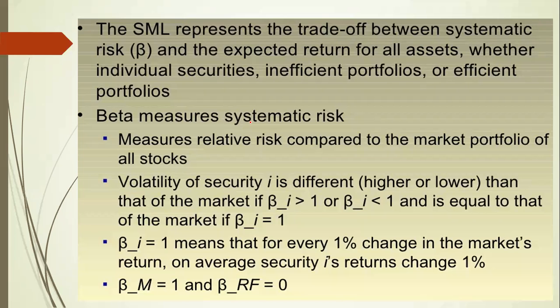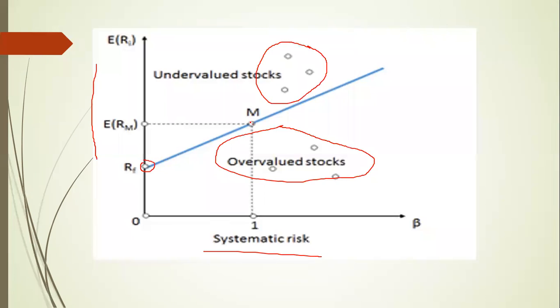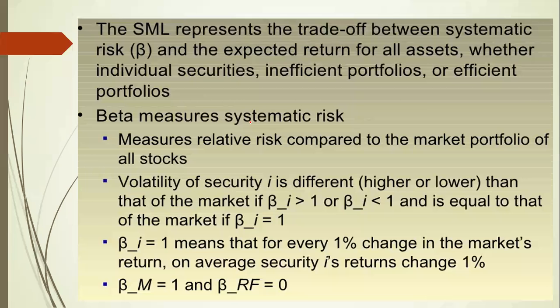If you look into this, we put all the betas in the chart and also put the expected return. The SML represents the trade-off between systematic risk, that is nothing but beta, and the expected return of all assets, whether individual securities, inefficient portfolios, or efficient portfolios. It measures relative risk compared to the market portfolio of all stocks. We use beta to measure systematic risk, and the volatility of a security is different, higher or lower than that of the market if beta is greater than 1 or lesser than 1, and equal to that of the market if beta is equal to 1.